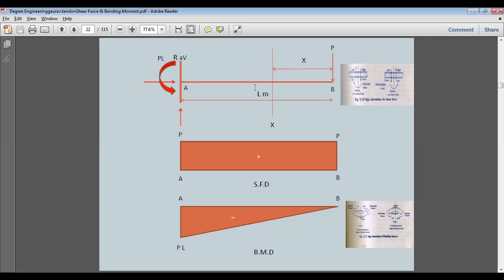So if it is 20 meter, we will take 20 millimeter, and we'll draw a line of 20 millimeter, then 10 millimeter, and from here to here we will draw a line parallel to this line and join. This is the shear force diagram. Then we have the negative bending moment diagram. As we discussed, we have a negative bending moment diagram because the right section is vertically downwards and hogging is there. So for the hogging case, bending moment is negative.